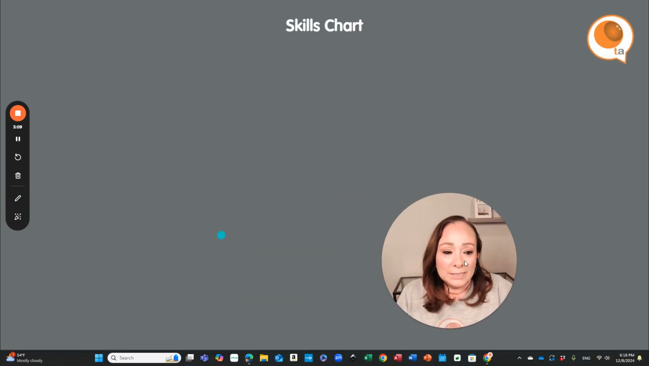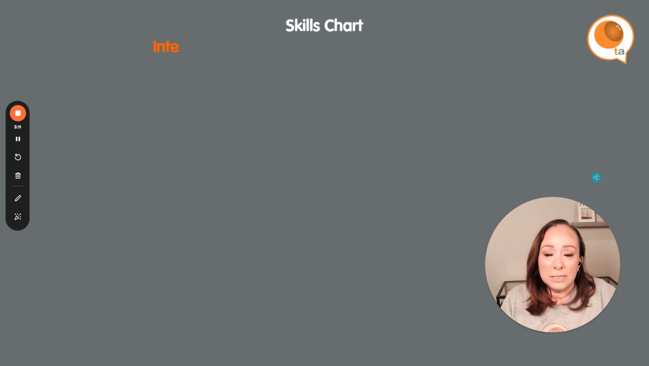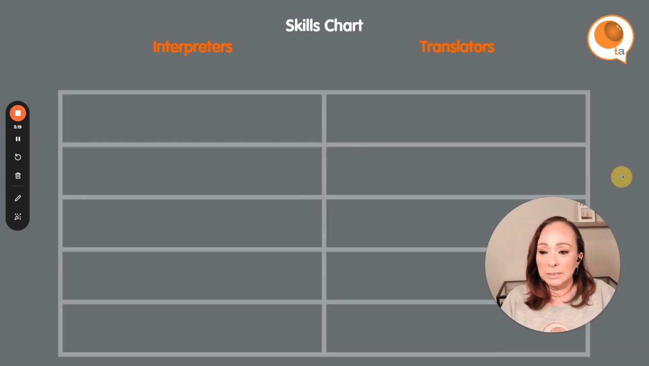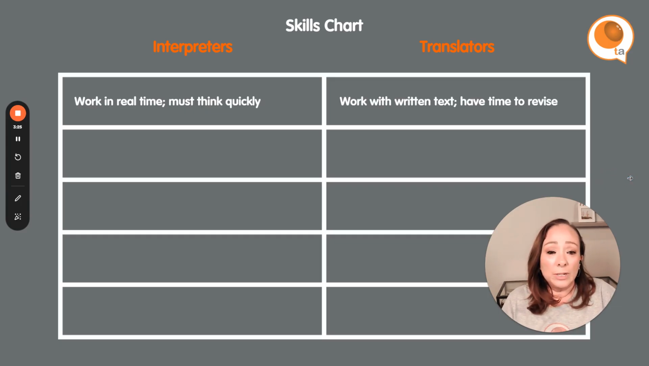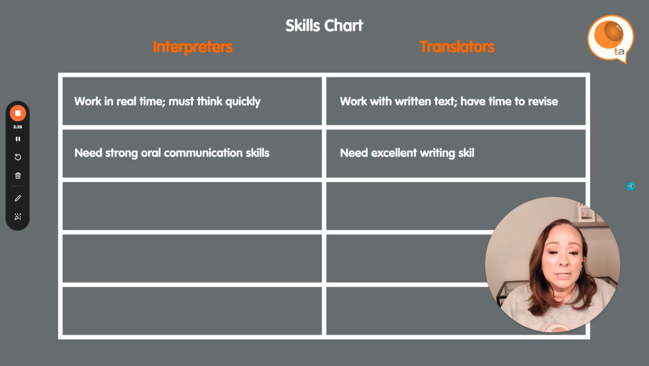Now let's go through this skill chart so that you guys see the differences between interpreters and translators. And let's see. So first of all, interpreters work in real time, which we just talked about. That means that you have to think quickly. Translators work with written text, so they have additional time to do revisions. Also, interpreters need strong oral communication skills versus translators who need excellent writing skills.